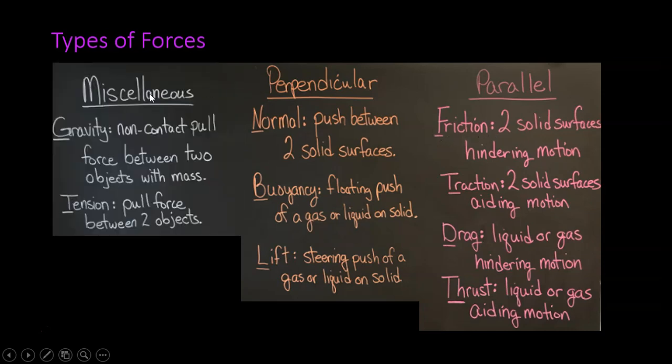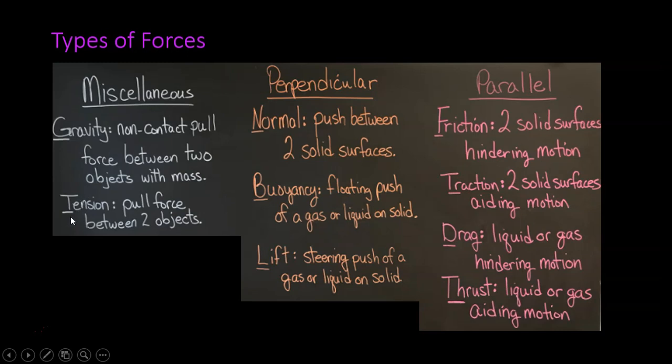And finally, we have two miscellaneous forces. That means that they can be parallel, they can be perpendicular, or they can be anywhere in between. And we have gravity, and this is a non-contact pull force between two objects with mass. By non-contact, we mean that the objects don't have to be touching each other. For instance, we know gravity is non-contact because if you throw a ball up in the air, the ball is not in contact with the earth, yet it's the earth's gravity that is acting on it. And one important thing about gravity is it always acts to pull an object to the center of the earth.